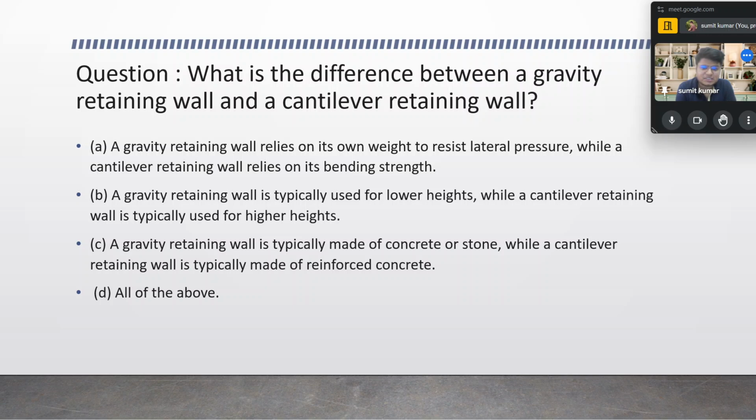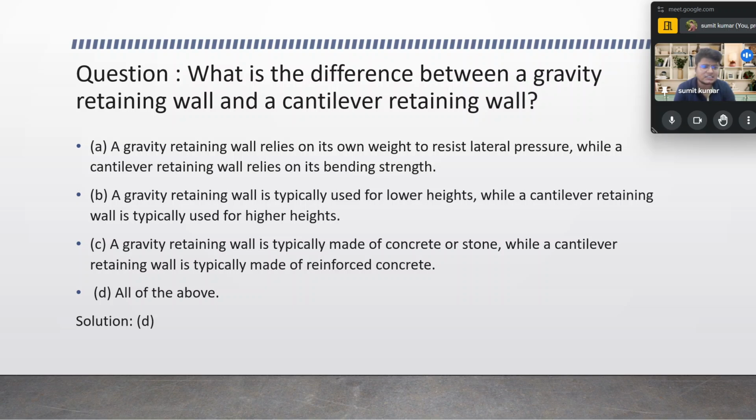Okay, so over here more than one option could be correct. As you know, a gravity retaining wall relies on its own weight, which is exactly correct. And a cantilever retaining wall relies on bending strength, as per my recall. This is also correct. The second option said the gravity retaining wall is typically used for lower heights, while the cantilever retaining wall is typically used for higher heights. I think this is also correct. Thirdly, a gravity retaining wall is typically made of concrete or stone, while the cantilever retaining wall is typically made of reinforced concrete. So option D is going to be the correct answer, because all the aspects discussed about the gravity retaining wall and the cantilever retaining wall are correct.